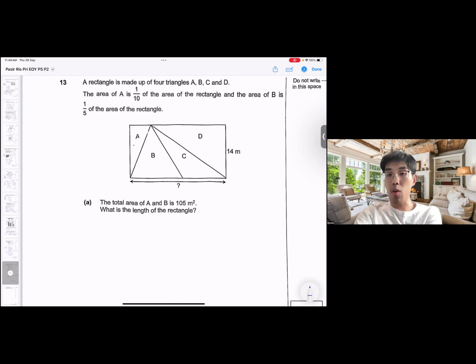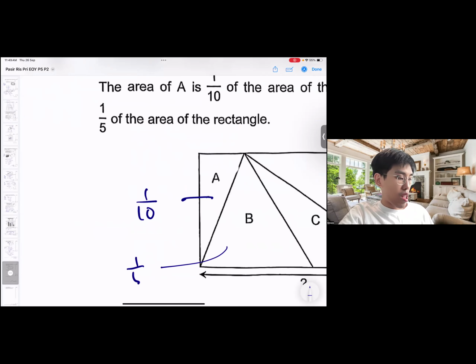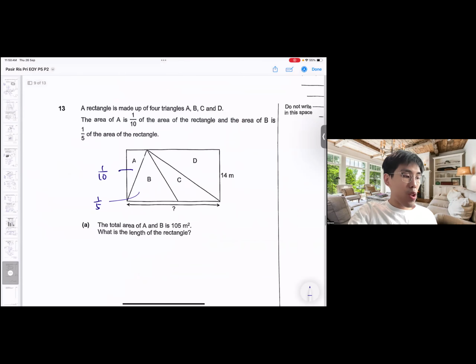There are multiple ways we can look at this, okay? The first thing that I saw is slightly different from the intended answer key already. But there are certain things we can solve from here. So area of A is 1/10 of the area of the rectangle. So let's indicate this first. This is 1/10. B is 1/5. The total area of A and B is 105.